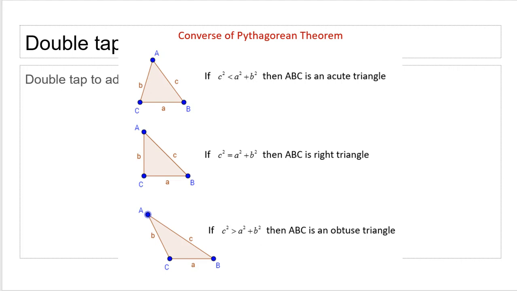So right here, c squared is less than a squared plus b squared. Pretty much if the hypotenuse is smaller, then it's acute. If they're equal, it's right, and if c squared is larger than a squared plus b squared, then it's obtuse. I'll show you how I go about doing these, and then we'll do a bunch of problems.